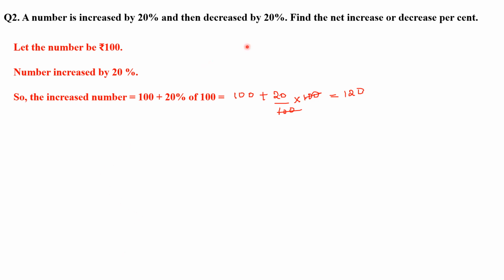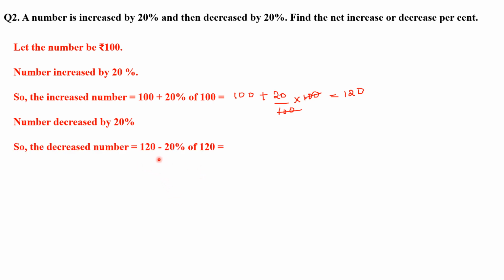Now the question says after this it is decreased by 20%. So the number decreased by 20%, what will the number be now? The decreased number will be 120 minus 20% of 120. From this 120 you have to decrease 20%. Let's calculate it. It will be 120 minus 20 by 100 into 120. Now I can eliminate these zeros. So it will be 120 minus 2 into 12, which gives 24. If I subtract it, I am getting 96.